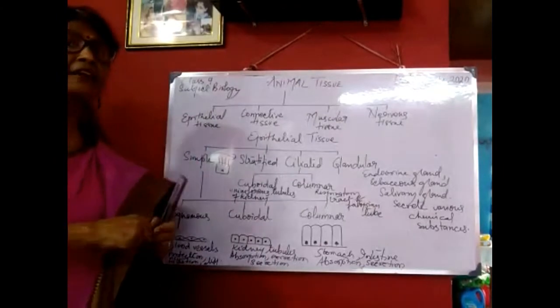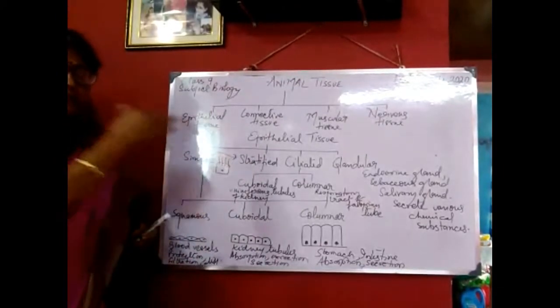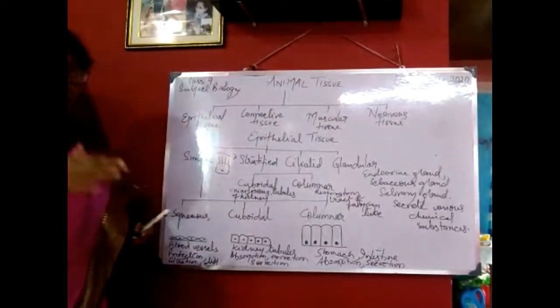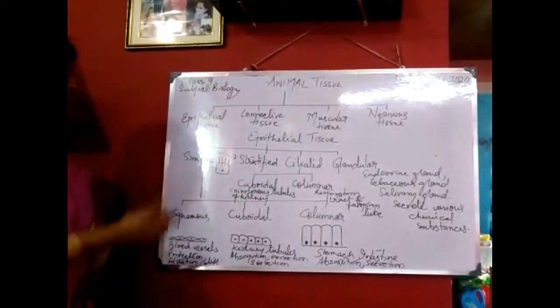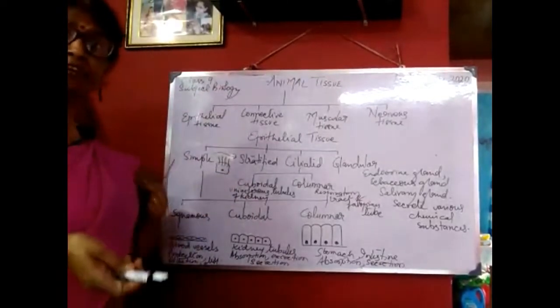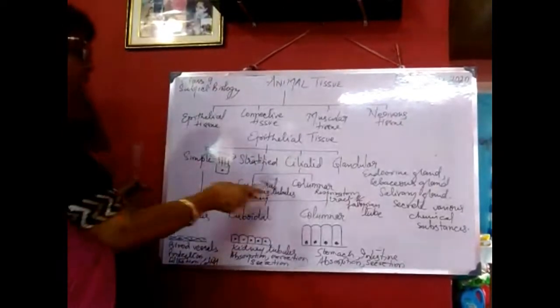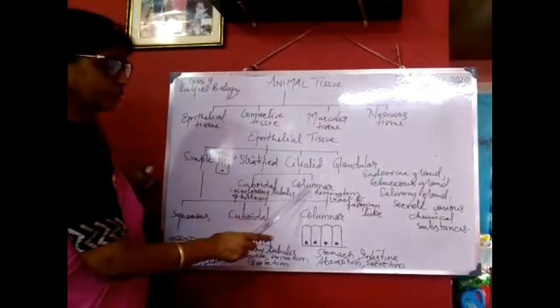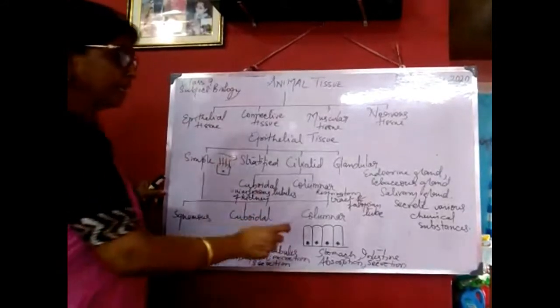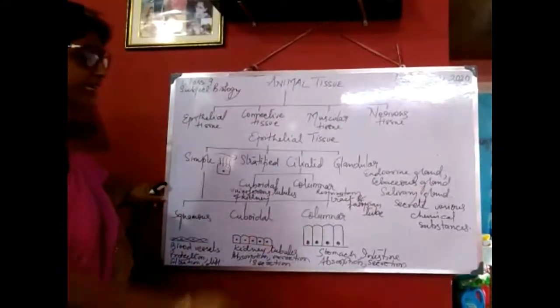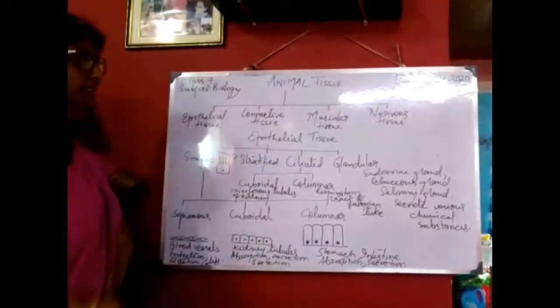If it is present in trachea, then it helps in taking away the dust particles to the nasal cavity like this. And if it is present in the fallopian tube, it helps in pushing the ovum towards the uterus. Then ciliated columnar epithelium. This is present in the respiratory tract and fallopian tube. I told what is the function.